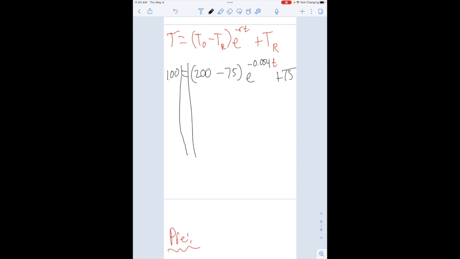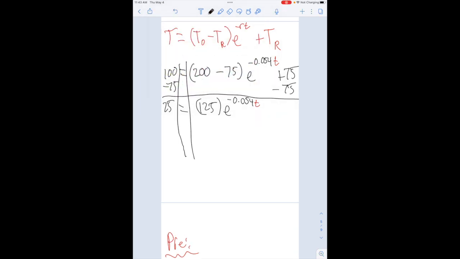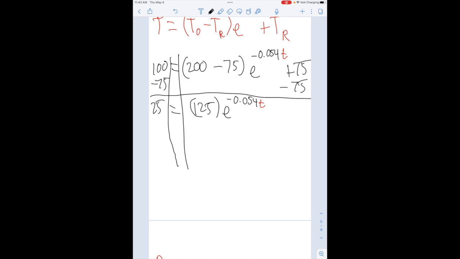So for starters, I'm going to start simplifying. I'm going to subtract 75 and get 25. And then 200 minus 75 is 125, times e to the negative 0.054 t. Again, I'm looking for t. Now to get rid of this 125 multiplied by all of this, I'm going to divide by 125 on both sides, and 25 divided by 125 is 0.2, and then I'm left with e to the negative 0.054 t.